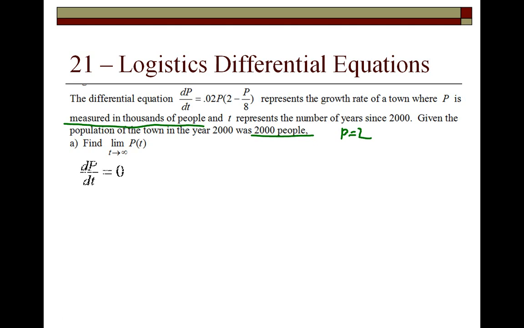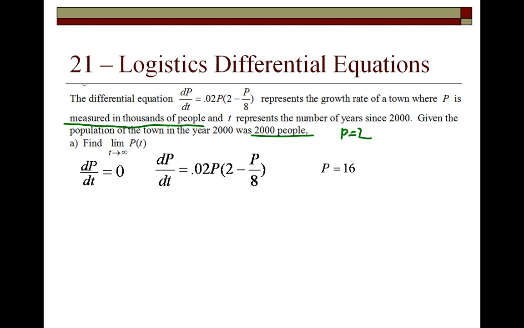Okay, so what I need to realize is that dP/dt is going to equal 0 to find the carrying capacity. dP/dt is equal to 0.02P times (2 minus P over 8), and I want that to equal 0. That's going to happen when P equals 16. So you just got to kind of think about it or solve it. It happens at P equals 0, and it happens at P equals 16. But the carrying capacity is 16.